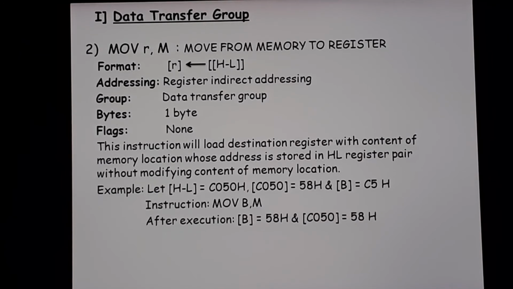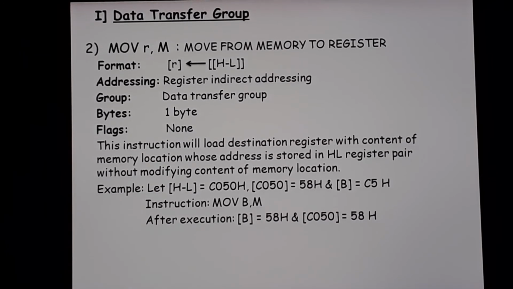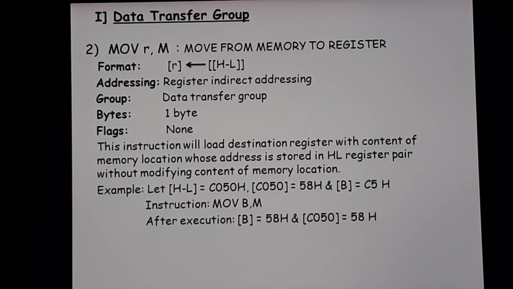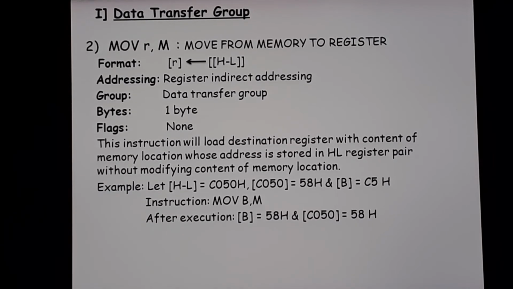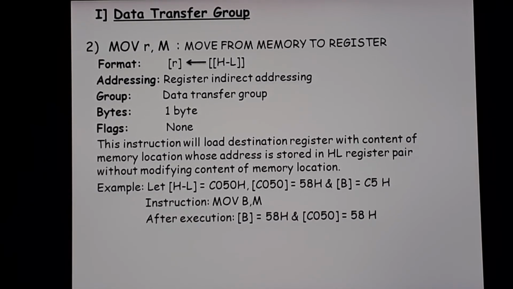Then group is data transfer group. Bytes is 1 byte, since there is no data in the instruction move R comma M, there is no data. Flags that will be affected here will be none.